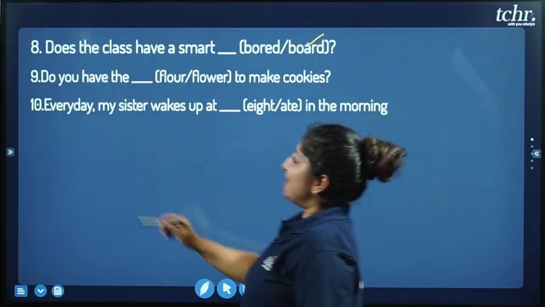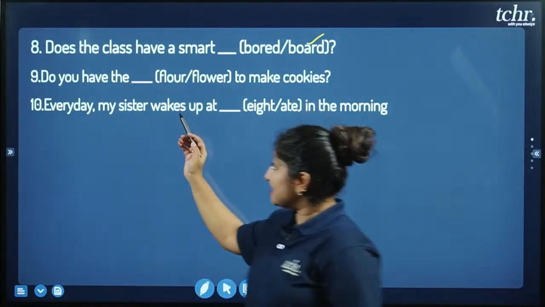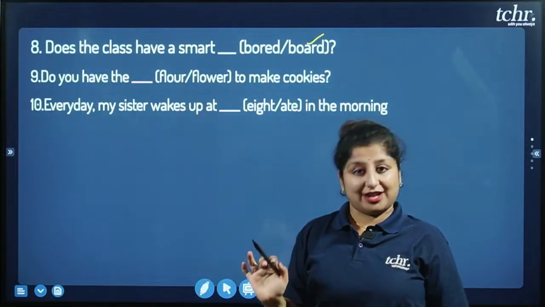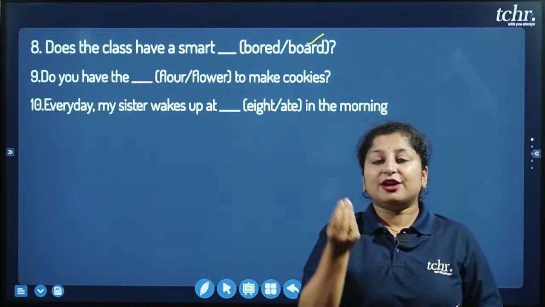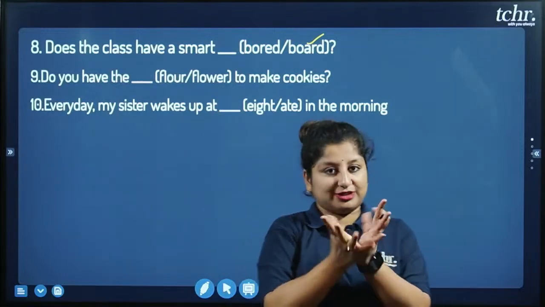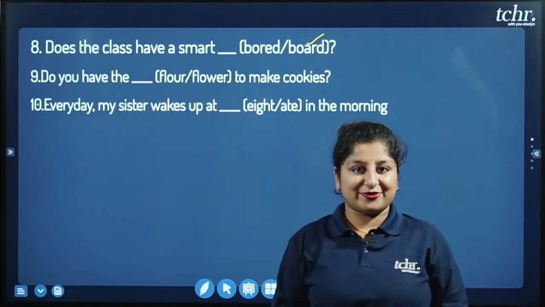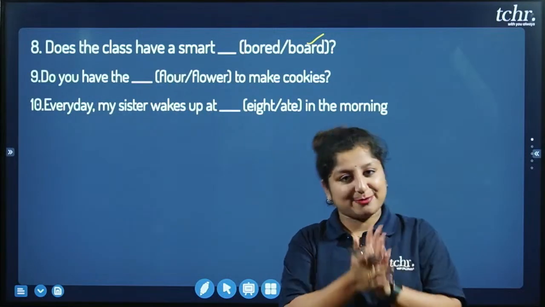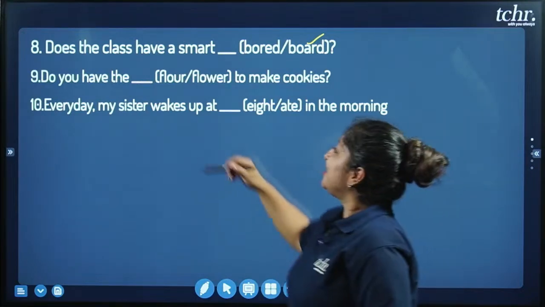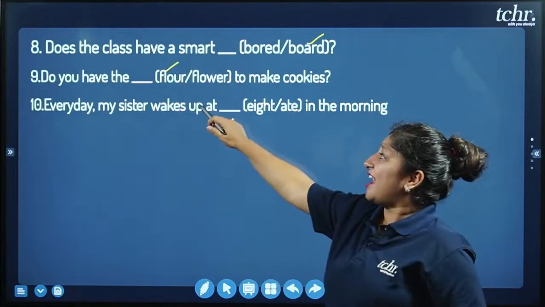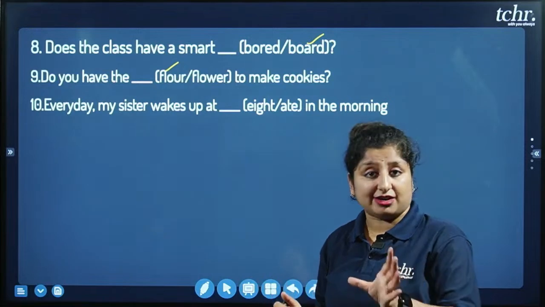Okay, next one. Do you have the flour to make cookies? This is not flower, it is flour itself. So one flour is your flour powder, the other flower is the one that blooms. Okay, so do you need flowers to make cookies, or do you need flour, the atta, to make cookies? It is your flour. So it is F-L-O-U-R. It is pronounced similar to flower.